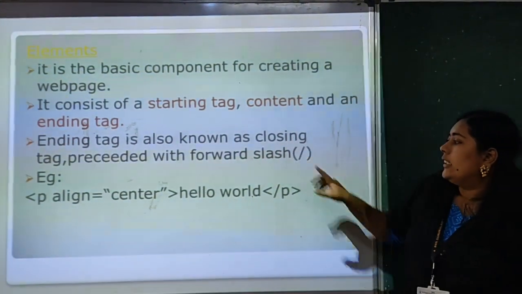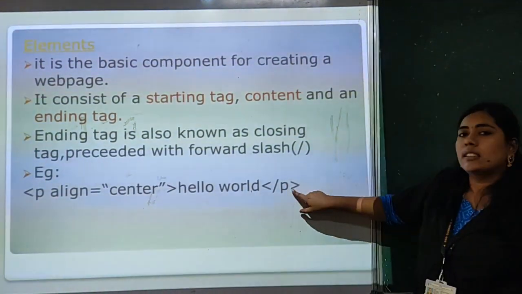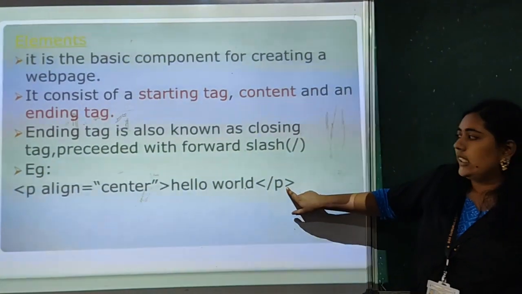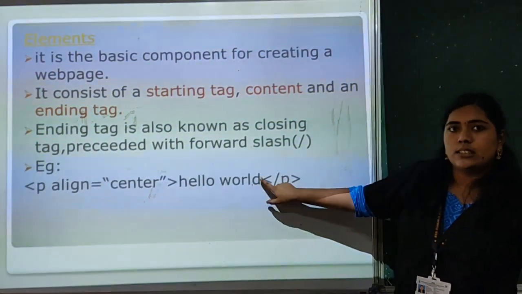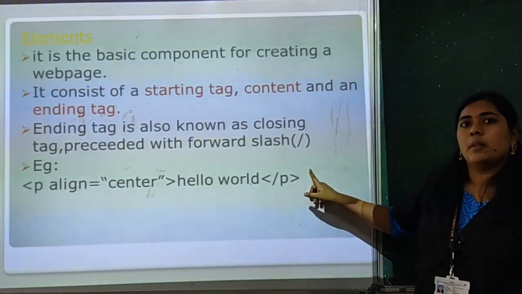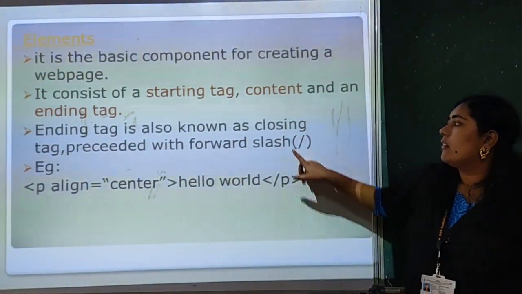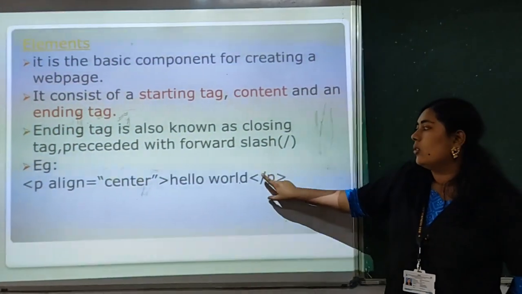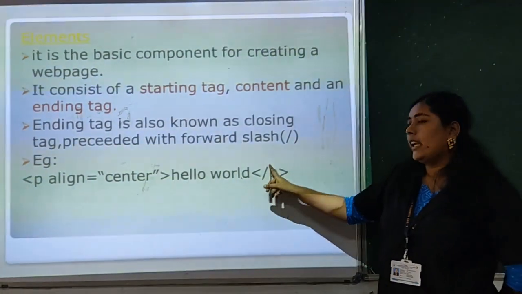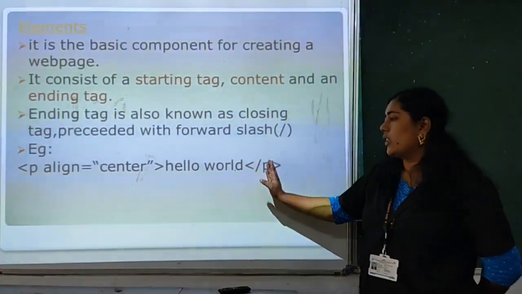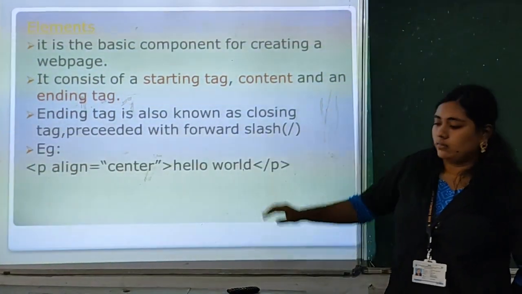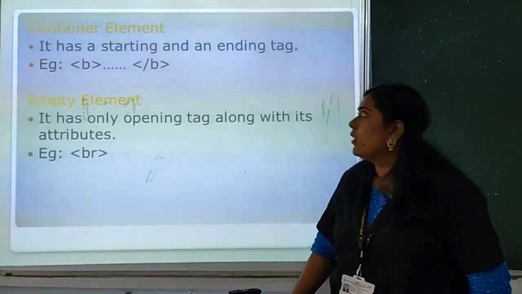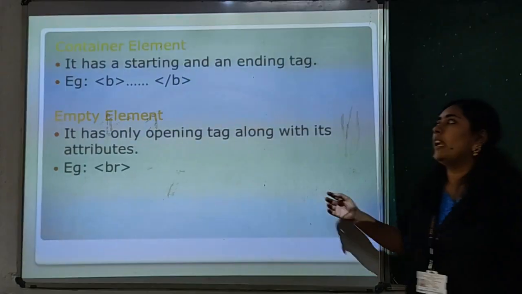Okay. And this ending tag can also be known as the closing tag. If you are starting it, we will not give the slash. We just write P, HTML, something like that. And whenever we open a tag, we need to close it, by putting a slash in front of the tag. Okay. Now we have the container element and the empty element.